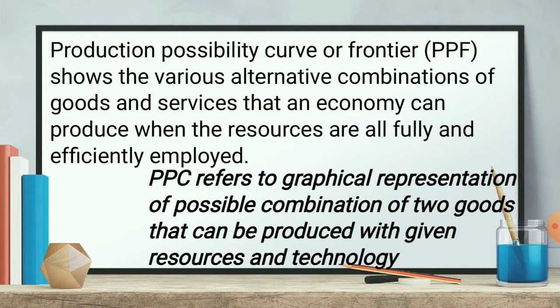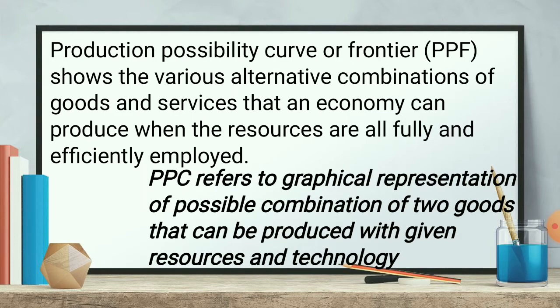Production possibility curve shows various alternative combinations of goods and services which can be produced when the resources are fully and efficiently employed. This is the concept which deals with two commodities or two goods and services in the economy which can be produced within the resources and material which is available, which can be fully and efficiently employed.